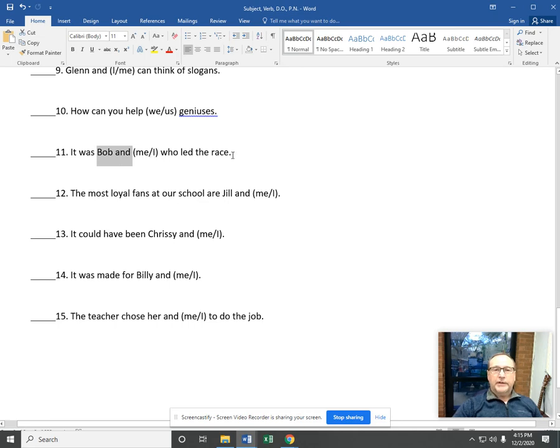But we probably wouldn't say that. Most of us wouldn't use that kind of terminology. We would probably just say I led the race. So it's I because it is the subject, was is a state of being verb, and I is the same thing as it. It renames the subject, and that's what the predicate nominative does.